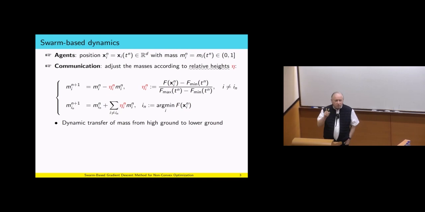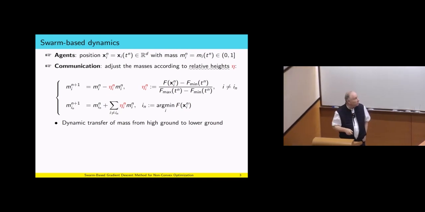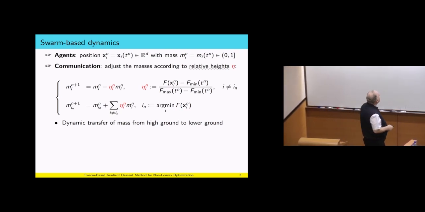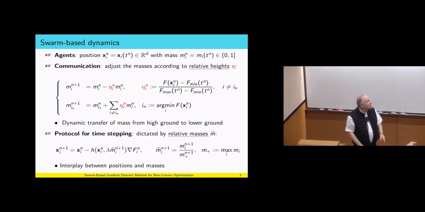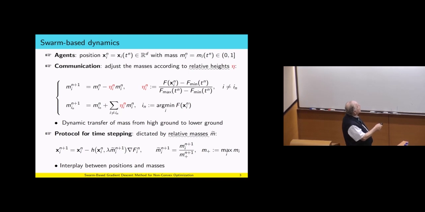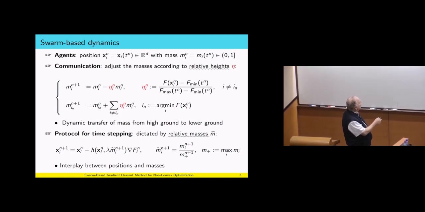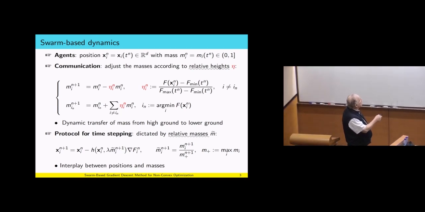So there is a constant transfer of mass from top to bottom. Okay. And then the third component, every agent now has a mass. So we have to move in the gradient direction. But now what is the protocol? So there is a protocol here which depends now on your mass. I will describe the protocol in a second.